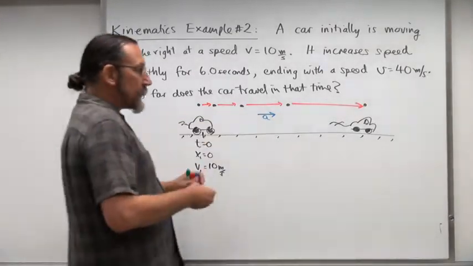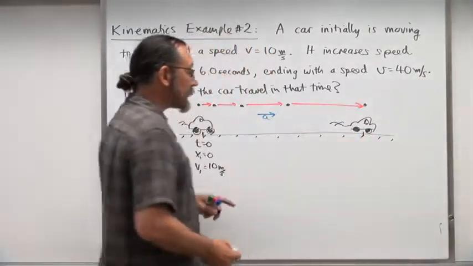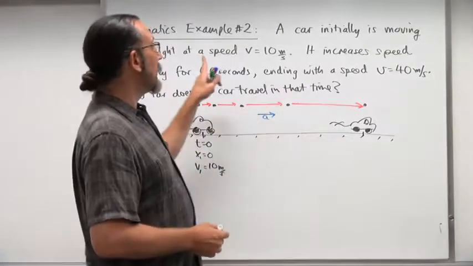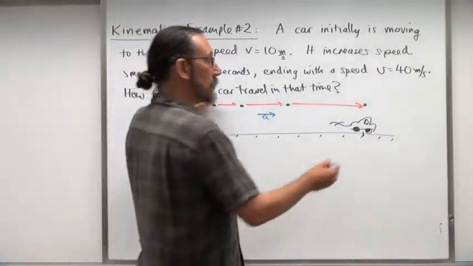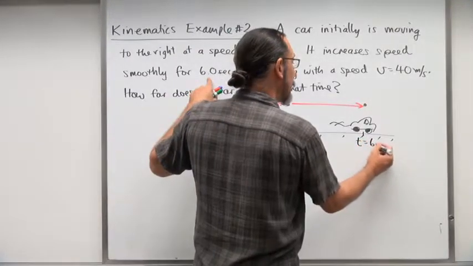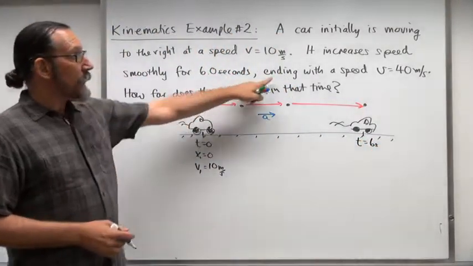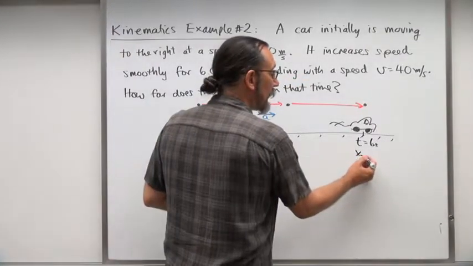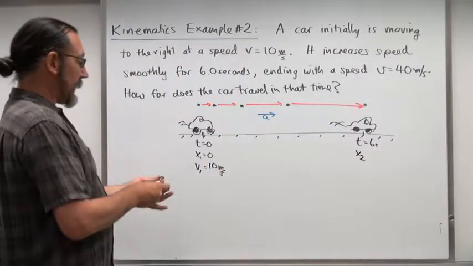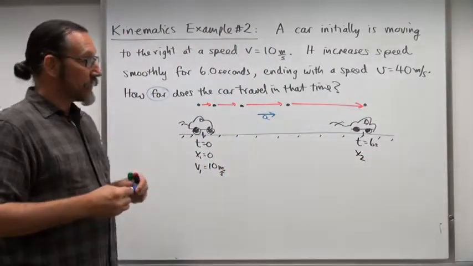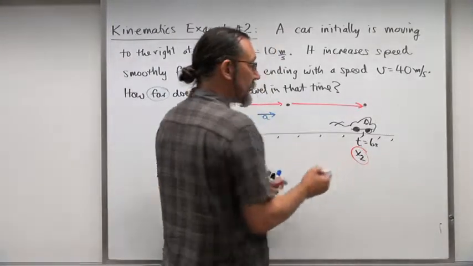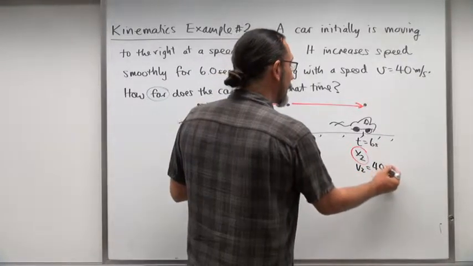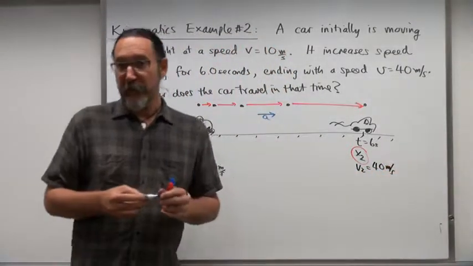So now I get to the final position, and I have to put down the time, the position, and the velocity again. Well, at the end of this problem, it increases its speed for 6 seconds. So the time is 6 seconds. And we're told that the ending speed is 40, so I'm going to put that down there as well. But I also need to try and find out what the position is. Well, that's what we're trying to find. How far is the distance? So I don't know that one, but I do know that the final velocity is 40 meters per second.